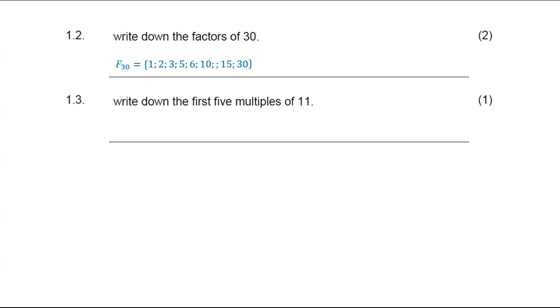So 11 multiplied by 1, it'll give you 11. 11 multiplied by 2, it'll give you 22. 11 multiplied by 3, it'll give you 33. You just find the 5 multiples. All right. That's it with respect to question 1.